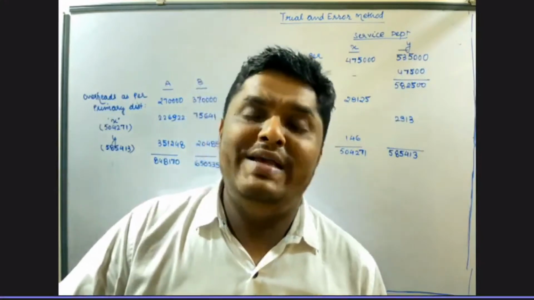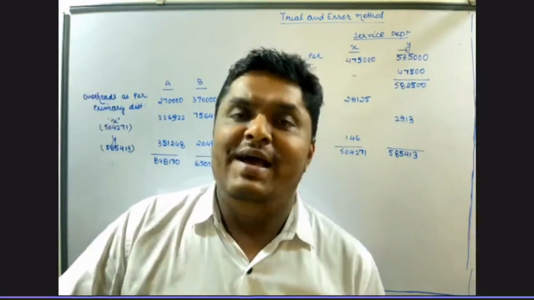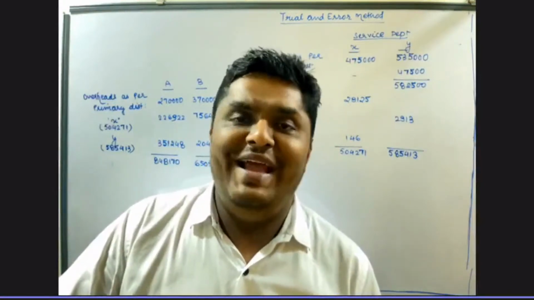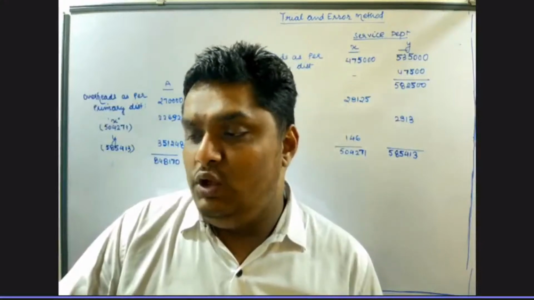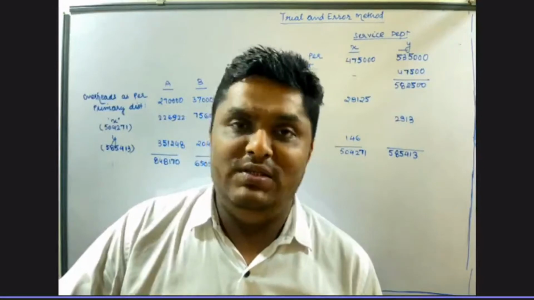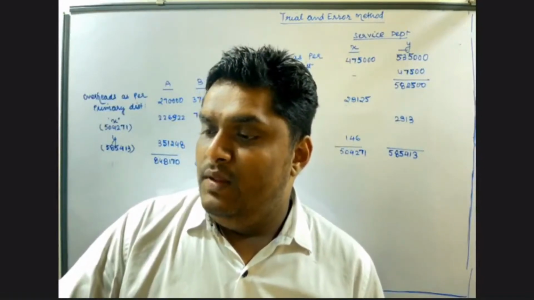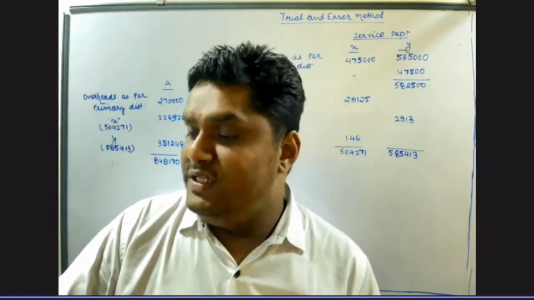I hope you guys are thorough with the part of distribution of overheads. We discussed allocation, apportionment, and reapportionment. I hope you guys are thorough with the concept. Examiners do ask questions frequently on this part. The weightage of the chapter is 4 to 6 marks, guys.